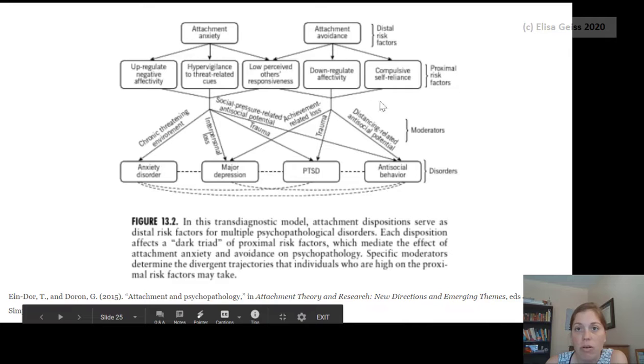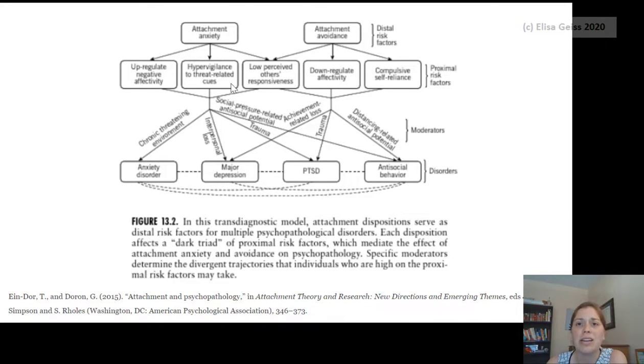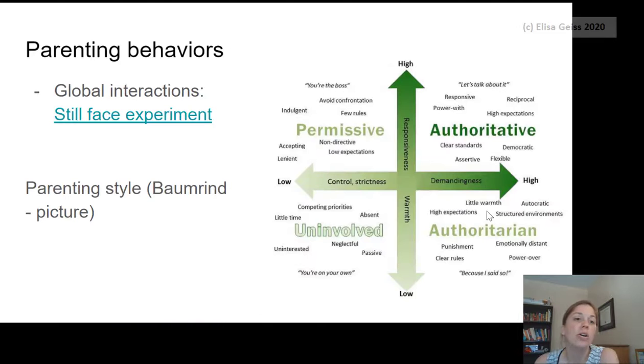You are not going to need to know all of this model, but the thing that I just want you to understand is how attachment can actually influence later internalizing and externalizing disorders, and it may be through different types of processes or how you're feeling about different things. We also know that parenting behaviors, so the ways in which parents actually parent, might influence some of a child's development of difficulties with emotion regulation, for example.